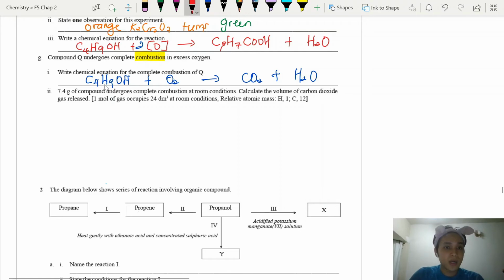Okay, and then you balance the carbon first. Remember your steps, right? Carbon first, hydrogen next, and then only oxygen. So 4 carbons here, here I'm going to put 4. Next is hydrogen. Here I have 10 hydrogens, here I'm going to put 5. 5 multiplied by 2 is 10.